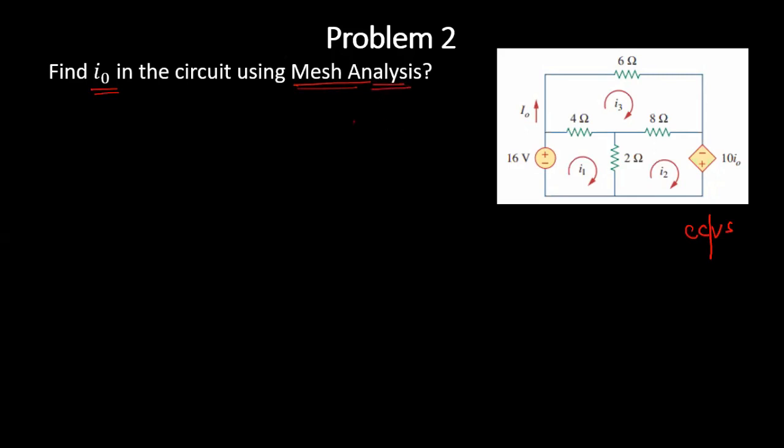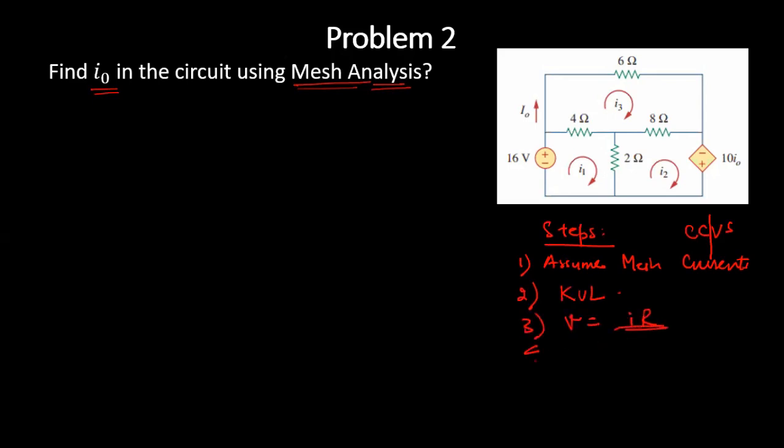So again, there are already videos on mesh analysis. What are the steps? Just to revise, I will write here what are the steps that we have to follow. We have to first of all assume mesh currents, and that step is already given in the diagram. If you can see, there are three meshes over here, and the currents are already assumed as I1, I2, and I3. The next step is we will be using the KVL equation in the different meshes, and we can then write the voltage in I into R form, and then we can solve the equation. So these are the steps that we need to use.